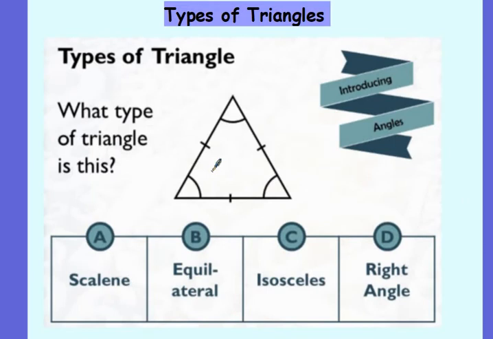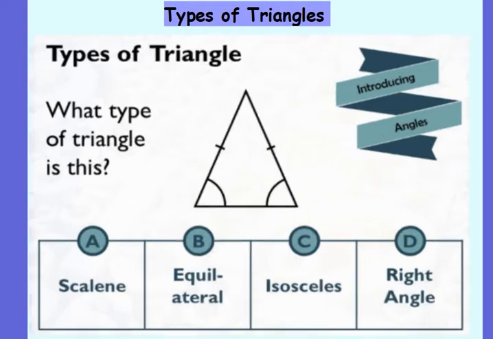What type of triangle is this? Cards up in 3, 2, 1. I was looking for B. It's an equilateral. All the angles are the same and all the side lengths are the same.